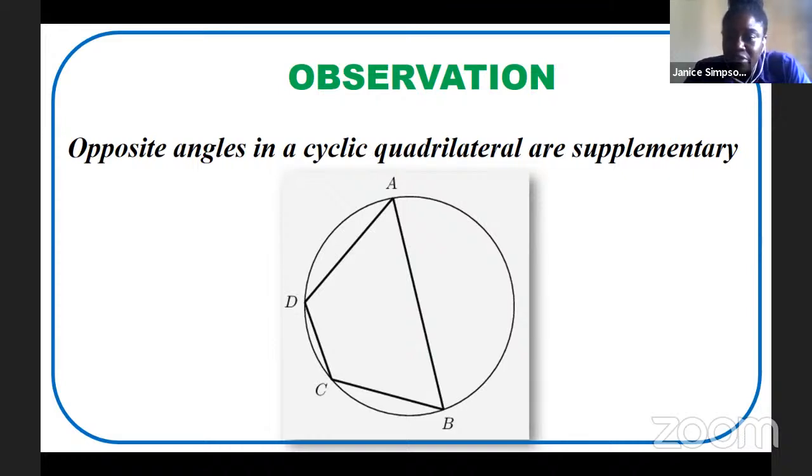If you have a quadrilateral within the circle and the vertices are not touching the circumference, you do not have a cyclic quadrilateral. That's a very important point to make right here.